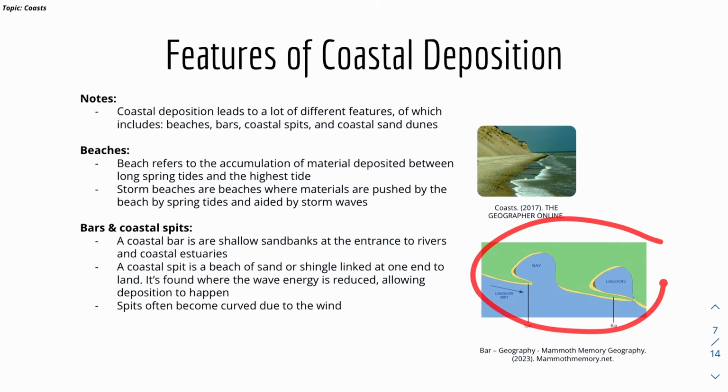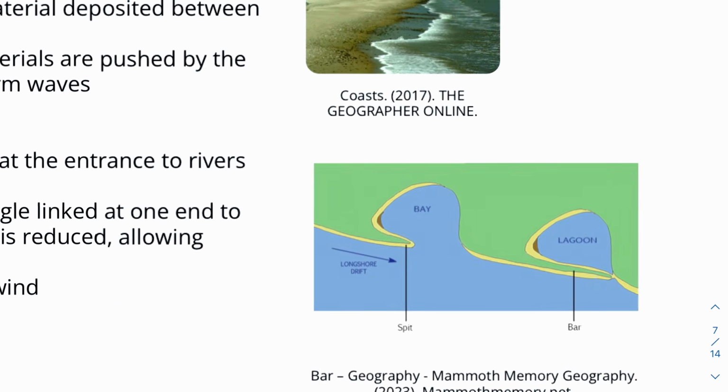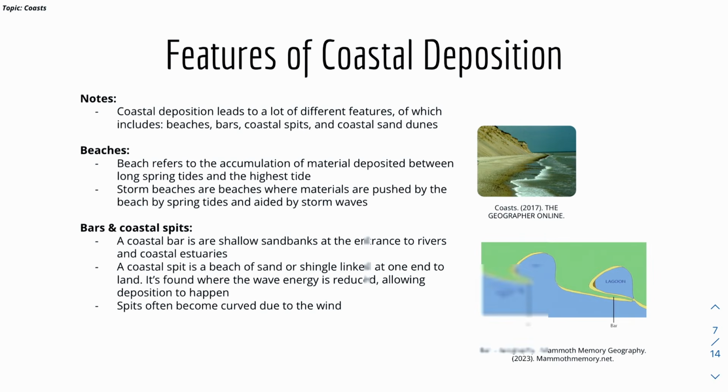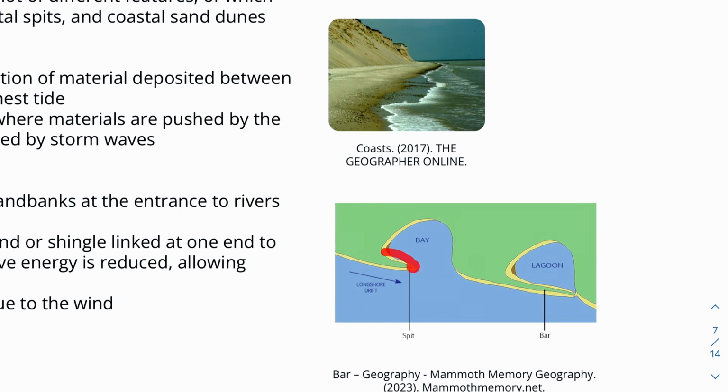So here we have a diagram right here. We have land or beaches where longshore drift happens. So here we have longshore drift, right? As the prevailing wind comes in from one direction, the materials will get transported along the beach, which will cause this feature right here, which is called a spit or coastal spit, which is where it's a beach of sand or shingles linked at one end to the land, and it's found where the wave energy is reduced, allowing deposition to happen. So as the spit forms right here, it will form a bay, which is this area here.